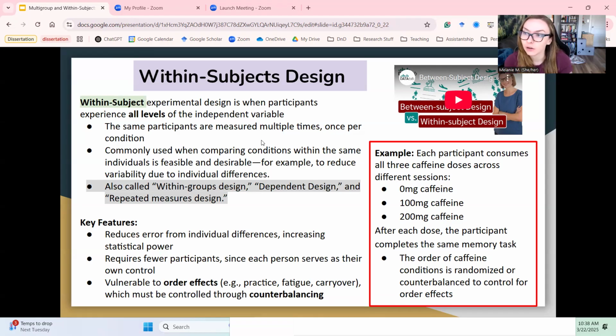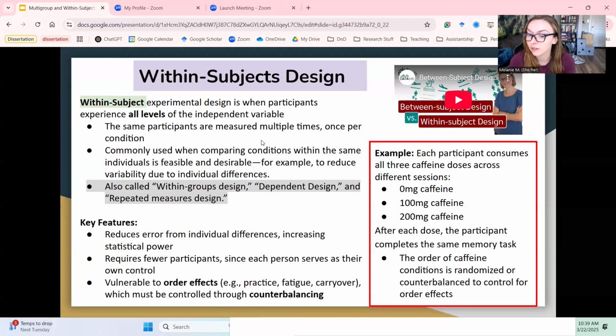So an example here, building on our caffeine, in within subject design, each participant will consume all 3 levels of caffeine in different sessions. So we're not going to have them start with none, and then do 100 and then do 200 all in the same day. Because remember, carryover effects will probably have them come back on different days, but each individual participant will experience all 3 levels of that caffeine. After each dose, the participant will have that same memory task.